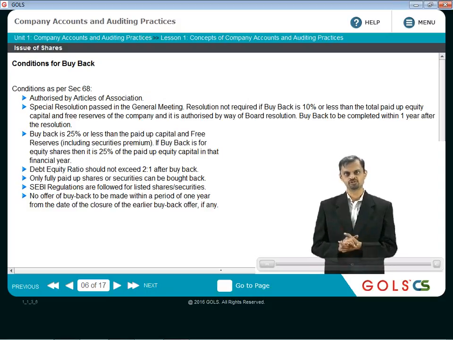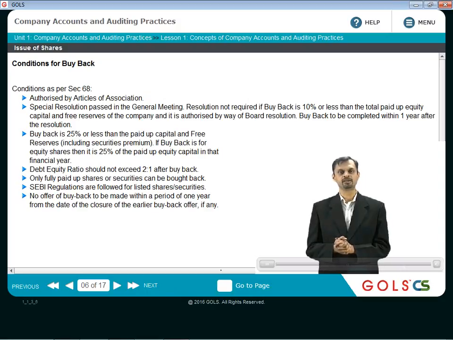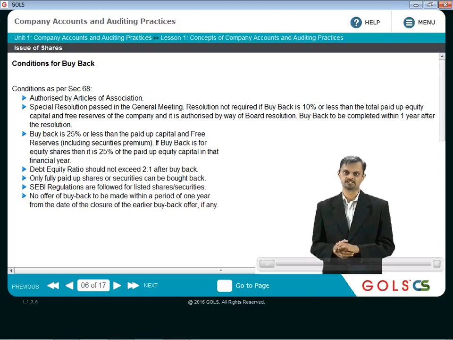Only fully paid up shares or securities can be bought back. So partly paid shares have to be converted into fully paid up, and then the shares can be bought back. Securities Exchange Board of India (SEBI) regulations are followed for listed shares and securities.